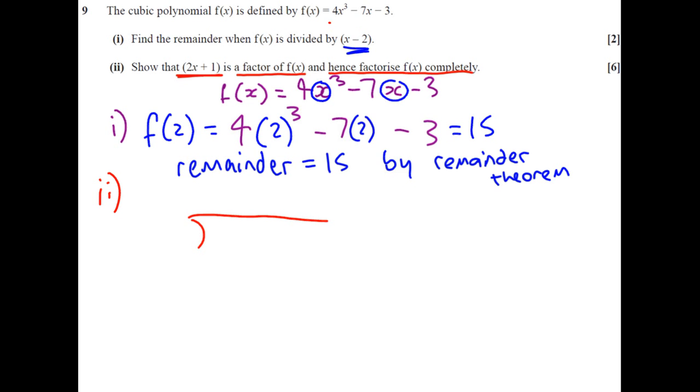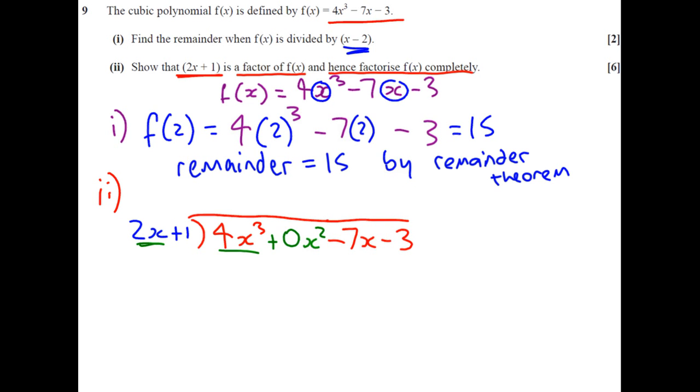Okay, so we're dividing our polynomial 4x cubed minus 7x minus 3 by 2x plus 1. So for your long division method, you think 2x to 4x cubed. And by the way, you need an extra something in here because I've just realized we forgot some place value. We need 0x squared. You need a column for every single power of x possible for this method. Okay, so you think, what do I have to times 2x by to get 4x cubed? The answer is 2x squared.